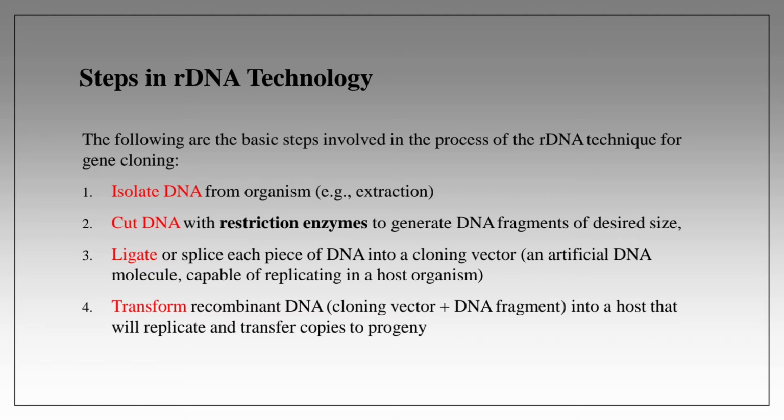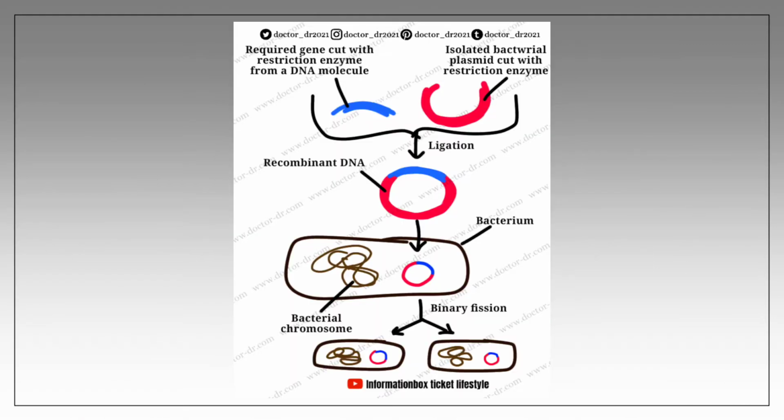Number 3. Ligate or splice each piece of DNA into a cloning vector, an artificial DNA molecule capable of replicating in a host organism. Number 4. Transform the recombinant DNA, cloning vector plus DNA fragment, into a host that will replicate and transfer copies to progeny. As you can see in this diagram, the process of recombinant DNA technology.